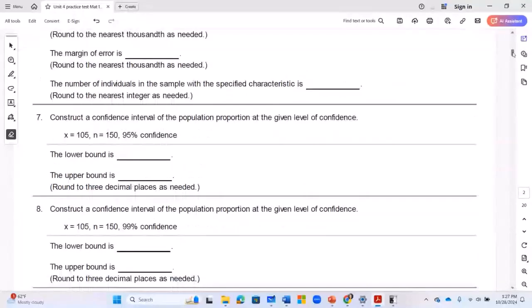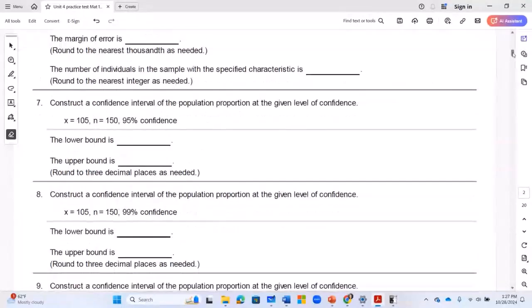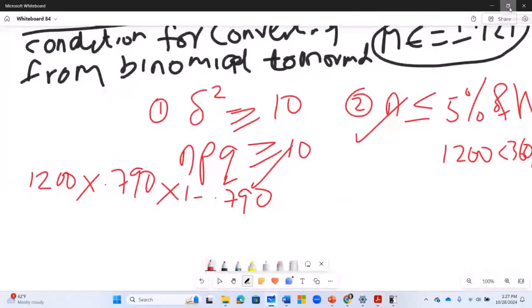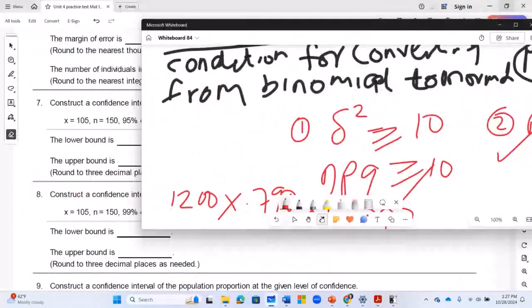Construct a confidence interval of a population proportion at the given level of confidence. So I am given the confidence interval. The confidence interval is, let me pull up, and then I'm going to minimize it. And then I'm going to grab this and move it up.